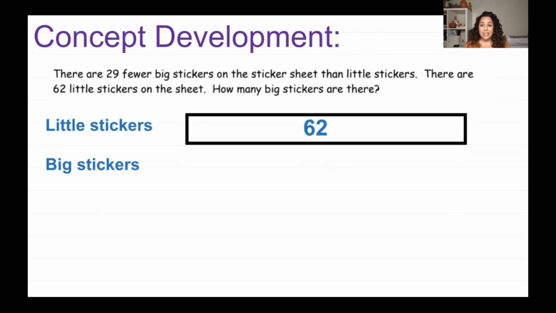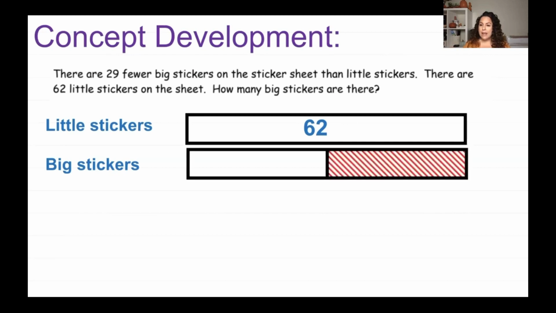Well, I'm going to go ahead and get rid of the tape that's the same length as the 62, and let me replace it with something that looks like this. And the reason why is because I have 29 fewer big stickers. So I'm going to go ahead and show you this. Now this is the difference right here. Now this is one variable right here. Now I don't have these stickers. These stickers do not exist because I have 29 less.